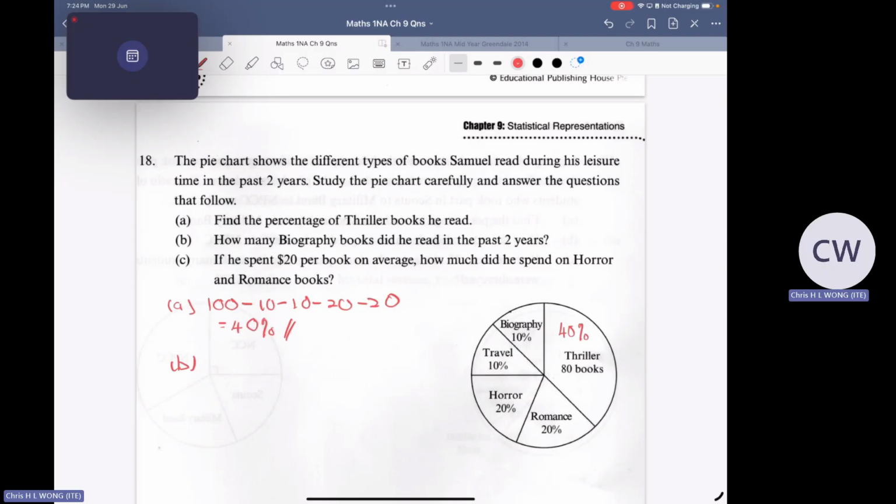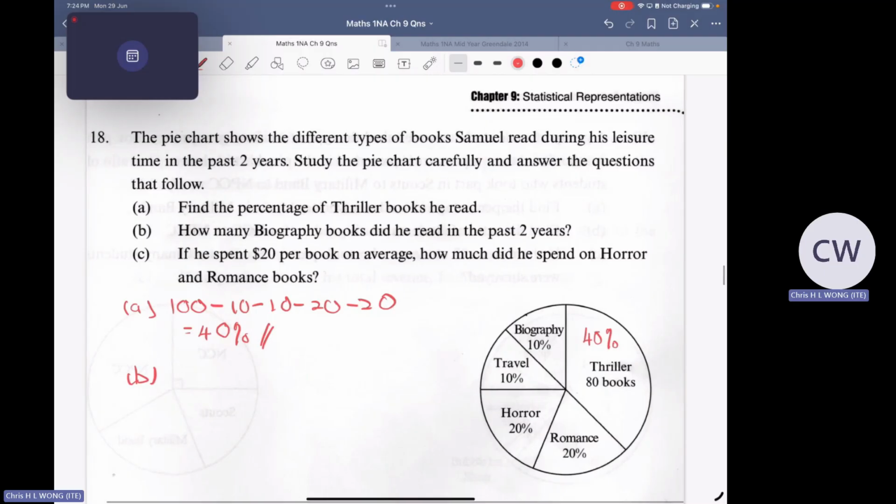The second question. How many biography books did he read in the past 2 years? Oh, biography. No problem. 40% is 80 books. All you need to do is find 10%. When they give you data, it is very easy. 40%, 80 books. For 10%, how many books? You just use the relation. 40% will give you 80 books.